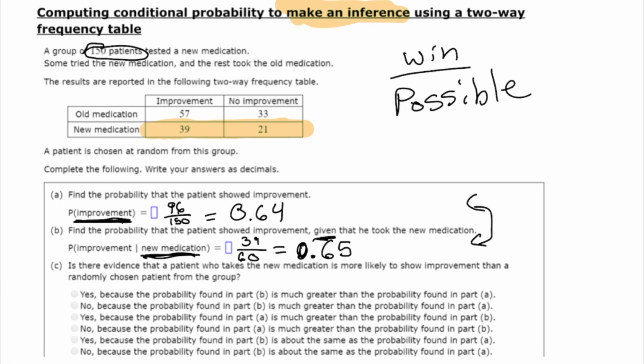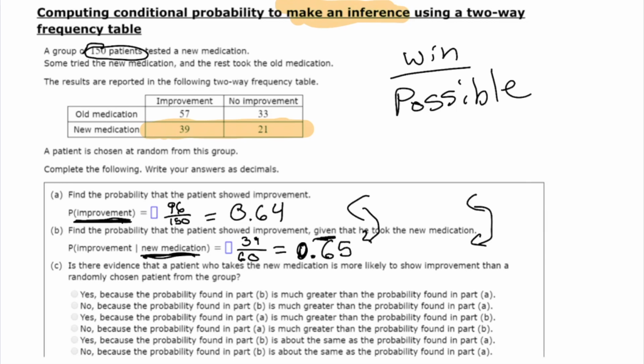So let's talk about what the problems were asking. The first one was asking, just in general, if patients were showing improvement. On the second one, these are just the ones that got the new medication. Were they showing improvement? Well, I find that they're pretty similar between these two. So if you're making an inference here, you would say there's really not that much of an improvement if you use the new medication. These percentages are pretty close still. So that's what letter C is actually asking.